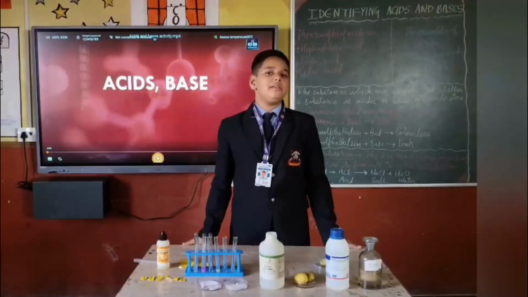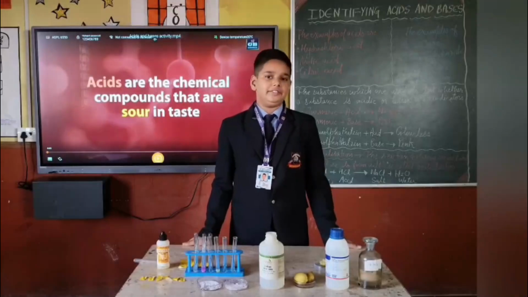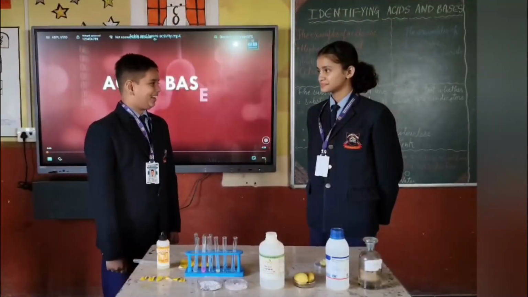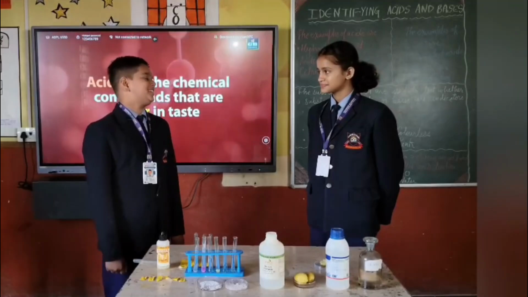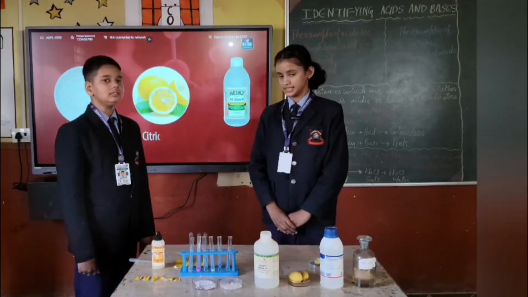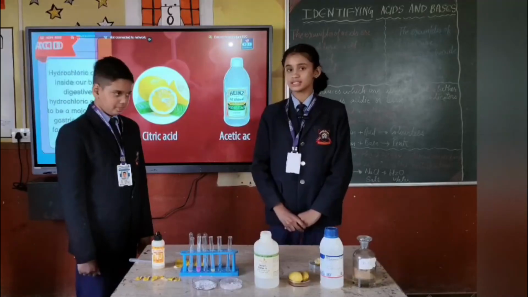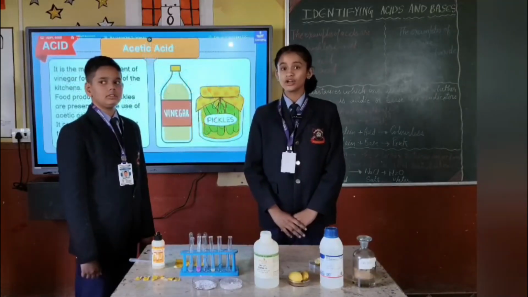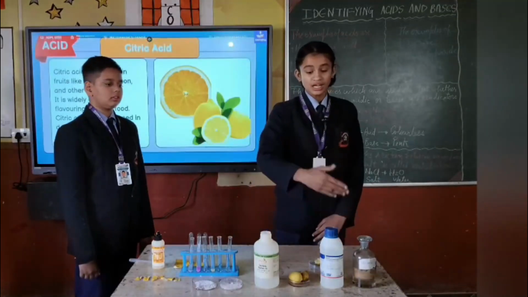Good morning, class. Today we will perform an activity to identify acids and bases. Roshni, do you know why curd, lemon juice and orange juice taste sour? Yes, these substances taste sour because they contain acid. The chemical nature of such substances is acidic. Examples of acids are hydrochloric acid, acetic acid and citric acid.